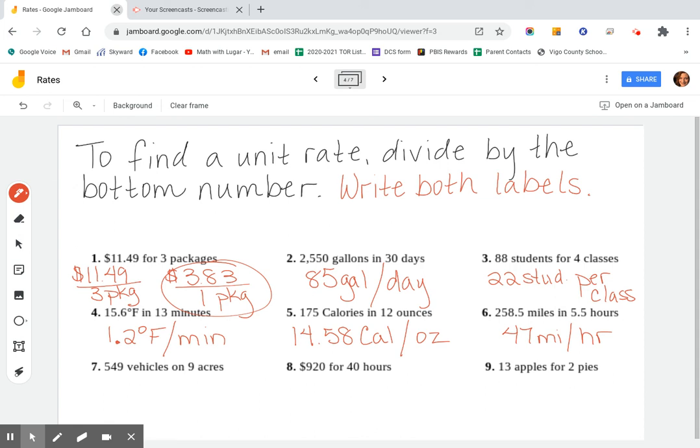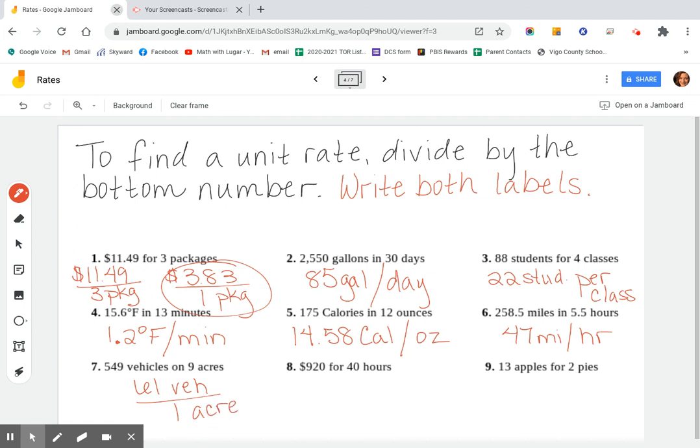Okay, hopefully you did that. Hopefully you paused it and you tried them. Here's what I get for these. Number 7, I'm going to do 549 divided by 9, and that gives me 61 vehicles in each acre.